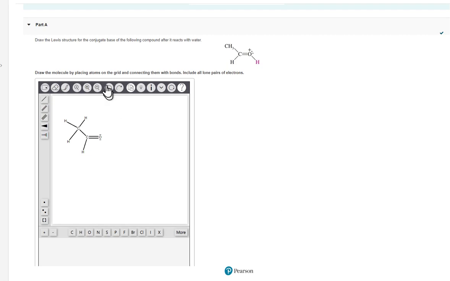Bammo. Draw the Lewis structure for the conjugate base of the following compound.